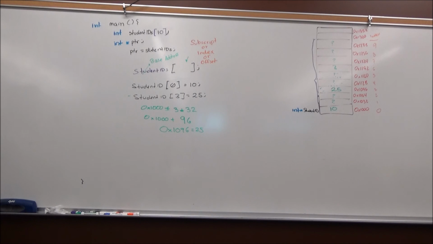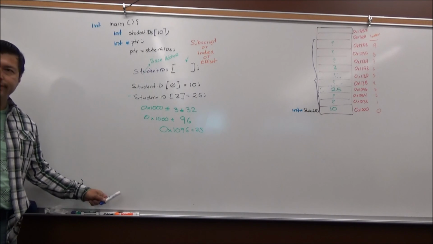So if I want to initialize, let's say, all the elements of the array to the number 10, for instance, how could I do that? Use a loop, right?